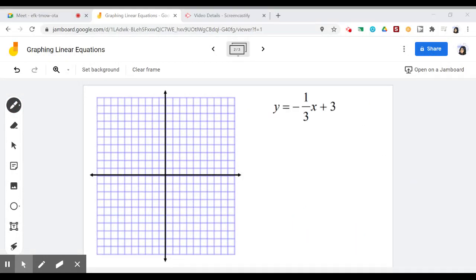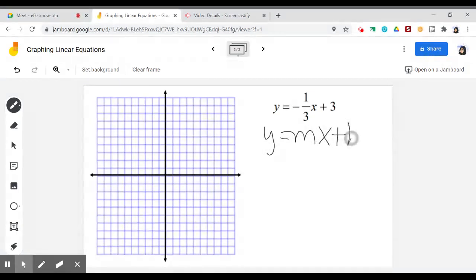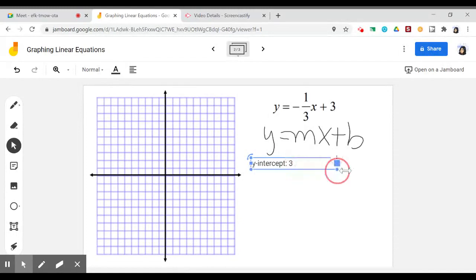All right, so let's look at another example. Again, we're going to graph this line. And once again, it's already in our y equals mx plus b form. So I'm going to go ahead and identify some key features. My y-intercept, otherwise known as my starting point, is 3. And then my slope is the number or the fraction in front of x. So in this case, my slope is -1/3.